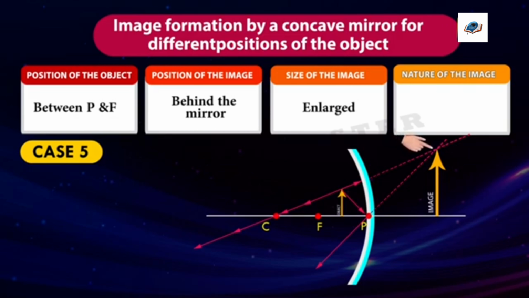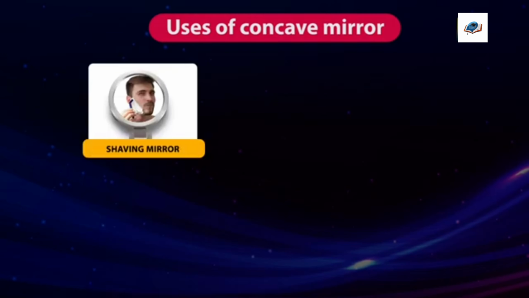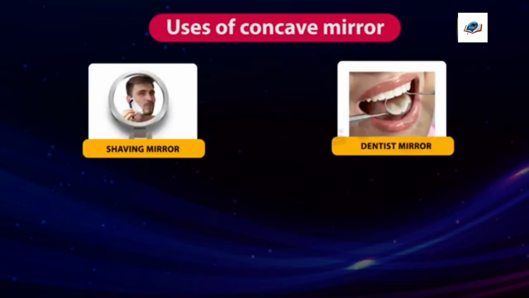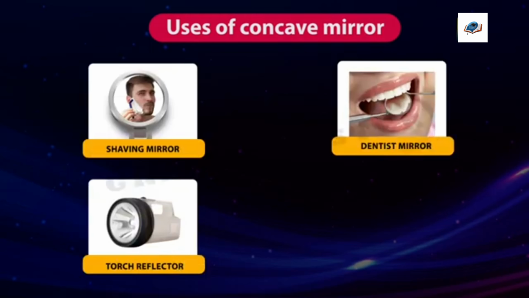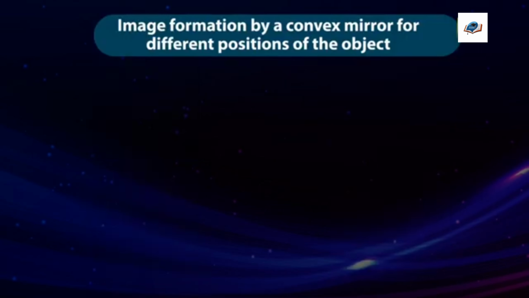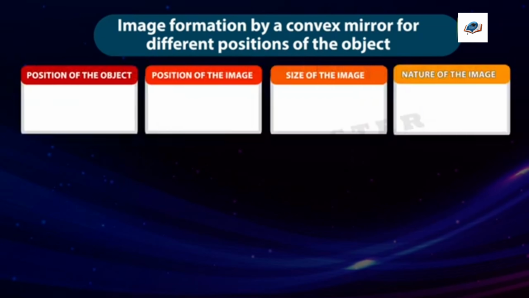Uses of concave mirrors. Concave mirrors are used as shaving mirrors, dentist mirrors. They are also used in the reflectors of torchlights and vehicle lights. Now, we will see the image formation by convex mirror. Here we consider only two positions of the object for studying the image formed by a convex mirror.